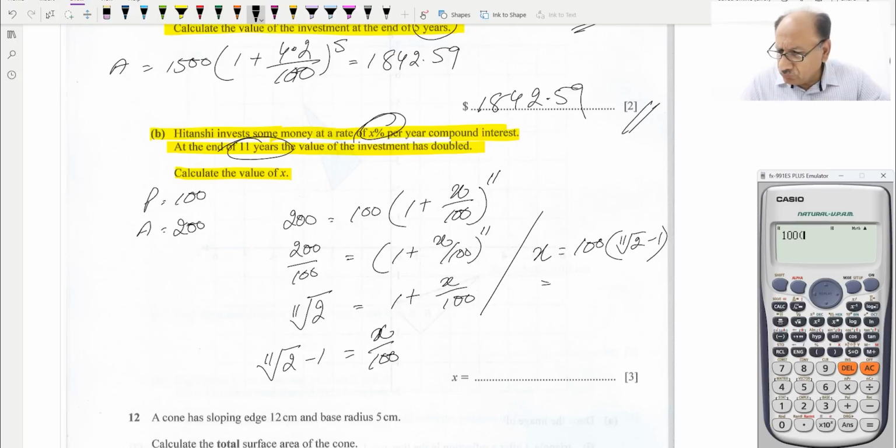If we use a calculator to solve this, it will be 100 into the 11th root. Where is the key? I'm just trying to figure it out.